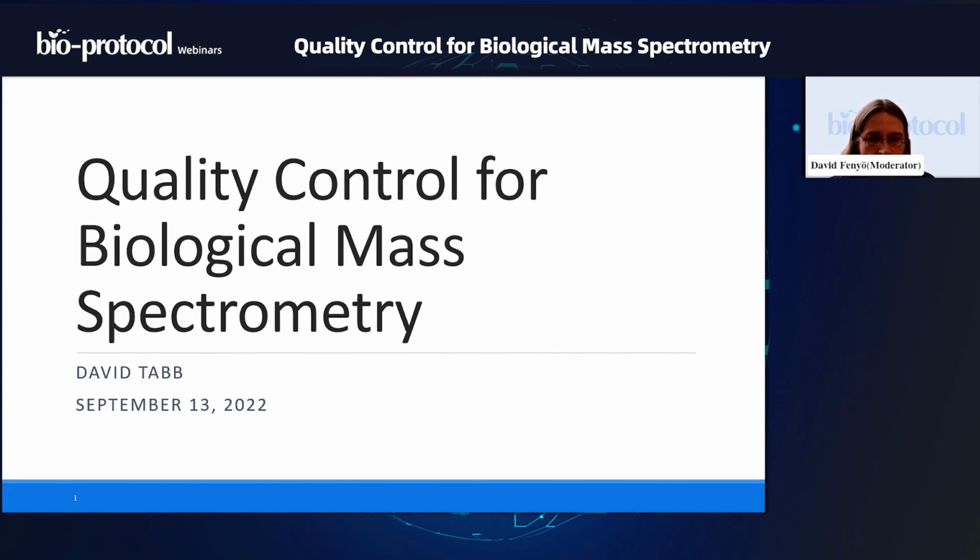What he's going to talk about today is quality control, and that has been a part of his work for a long time. The main reason why quality control is important, as you all know, is that if the data is not good, you won't get any good results out of it. So it's pretty simple, and that's why it's very important.